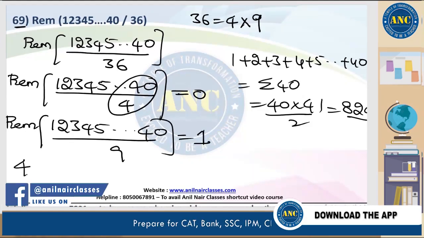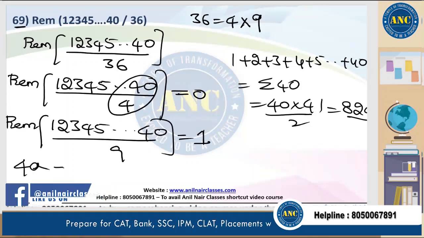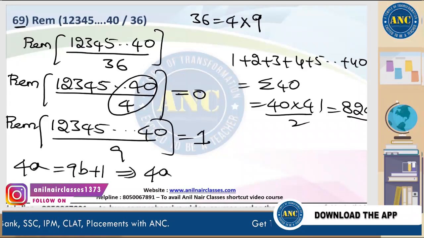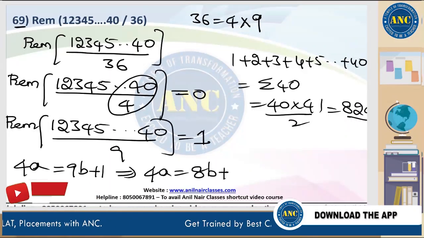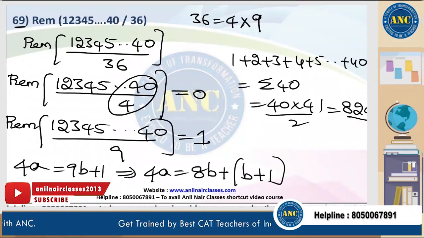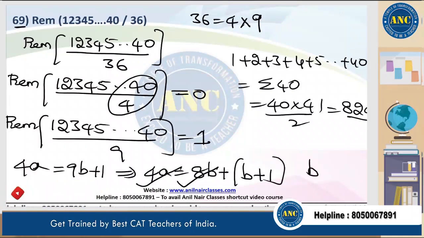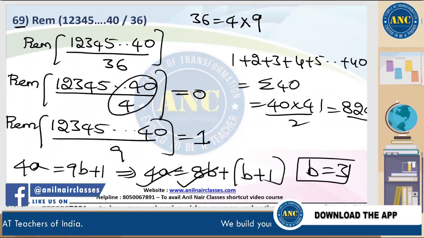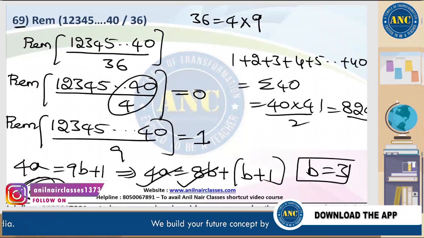So first it is perfectly divisible by 4. Next it is 9b plus 1. So these are nothing but 4a equivalent to 8b plus b plus 1. Divisible by 4, divisible by 4. 4b value is 3. So 27 plus 1, answer is 28.